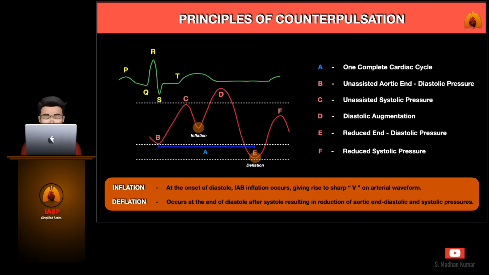Inflation of the balloon is triggered by the beginning of the diastole, which correlates with the middle of the T wave. The balloon is timed to deflate at the very end of the diastole. This correlates with the R wave on the ECG, and this is the most commonly used trigger for balloon deflation. During the dicrotic notch, the IABP balloon inflates. This is timed with the ECG. Usually, the end of the T wave is used as the marker that systole has finished. Deflation occurs at the end of the diastole after systole, resulting in reduction of aortic end diastolic and systolic pressures.